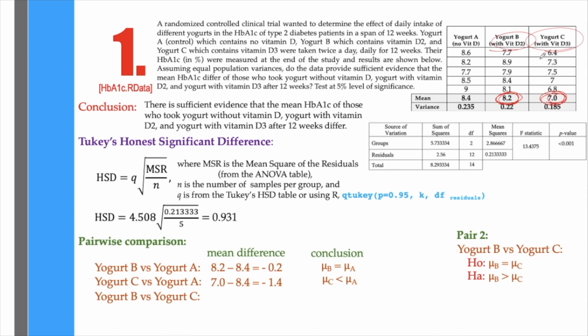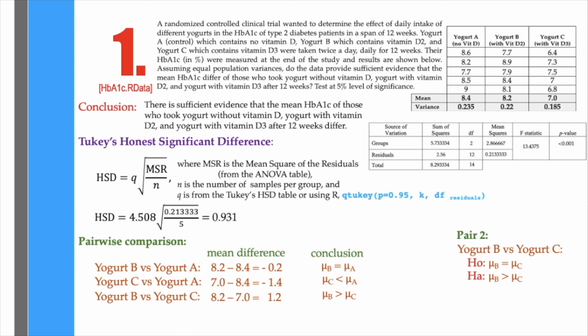So subtracting those two, we're going to have 1.2 or negative 1.2. So it's like having positive 0.931 as your critical value, and your test statistic is 1.2. And since this is your rejection area, then we're going to reject the null hypothesis and conclude in favor of the alternative hypothesis, that the mean HbA1c of those who took yogurt B is greater than those who took yogurt C.